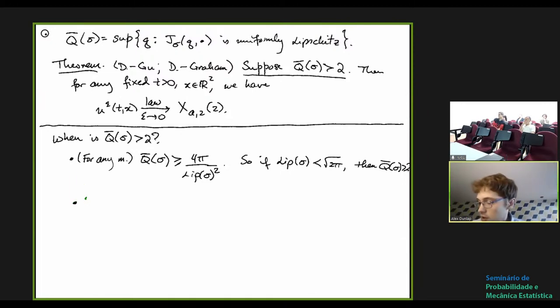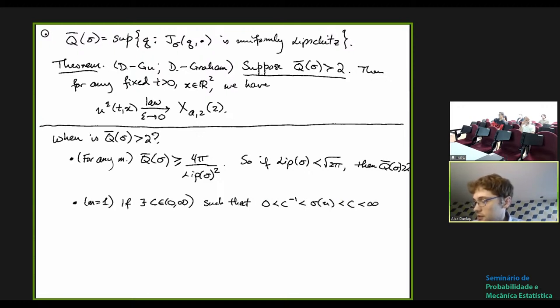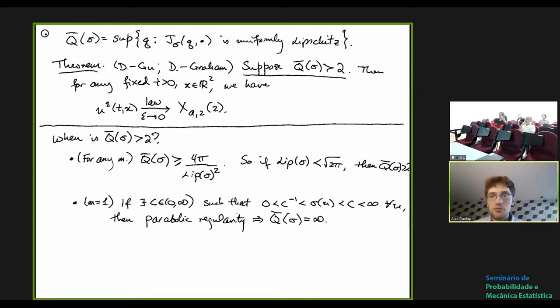Actually, we can go further. In M equals 1, this is not strictly better or worse than the previous result, but it's different. If there is a C such that 0 is less than C inverse is less than sigma of u is less than C is less than infinity for all u, then parabolic regularity implies that Q bar of sigma is actually equal to infinity. So if sigma is bounded above and away from 0, then our theorem holds quite generally.